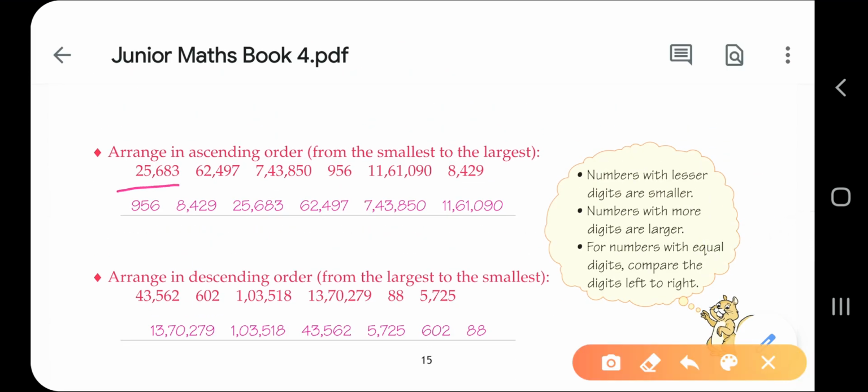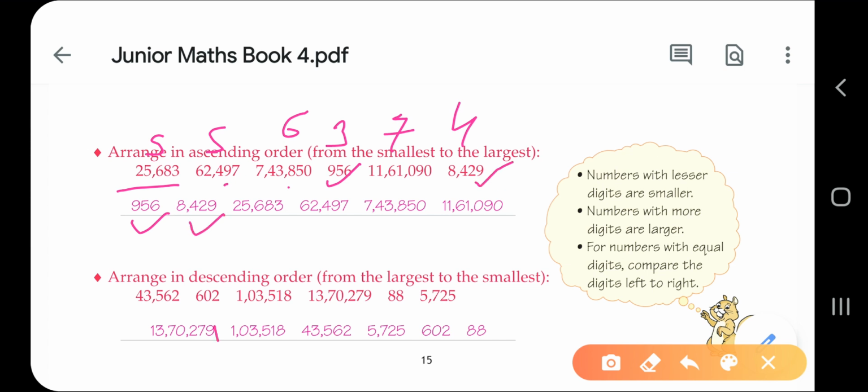So this is 25,683. This is a 5-digit number, this is also a 5-digit number, this is also, but this is 5, this is 5, and this is a 6-digit number, this is a 3-digit number, this is a 7-digit number, and this is a 4-digit number. So you can easily find which one will be greater, because the lesser digit count means the lesser number. Okay, so this is a 3-digit number, so you will put this number in the first place. And again, this is a 4-digit number, so put it in this place.